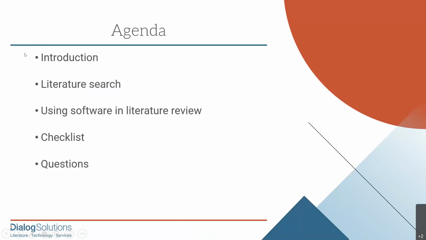So we're going to start with an introduction to the topic of literature monitoring and look at the objectives for this webinar. Then we'll look specifically at the searching elements, the literature search elements, the regulations and how you can adhere to those. And then we'll move on to using software in the literature review.